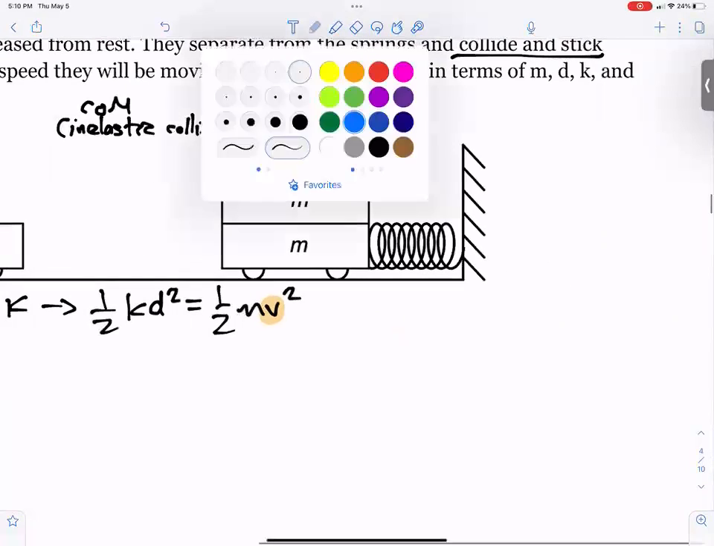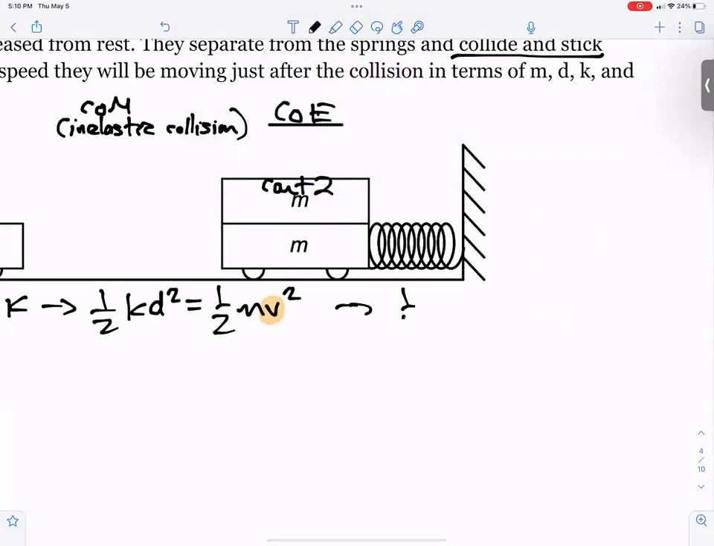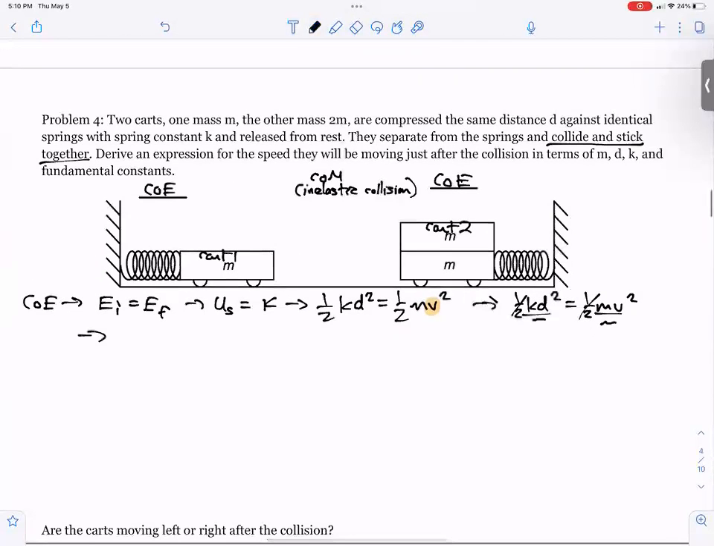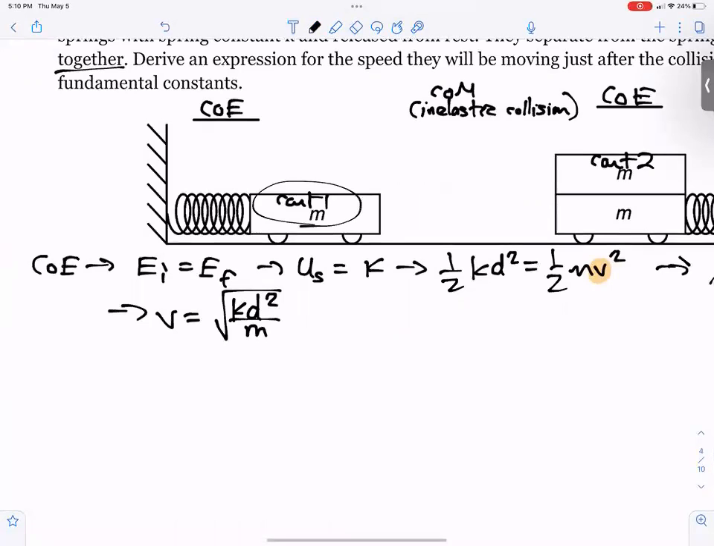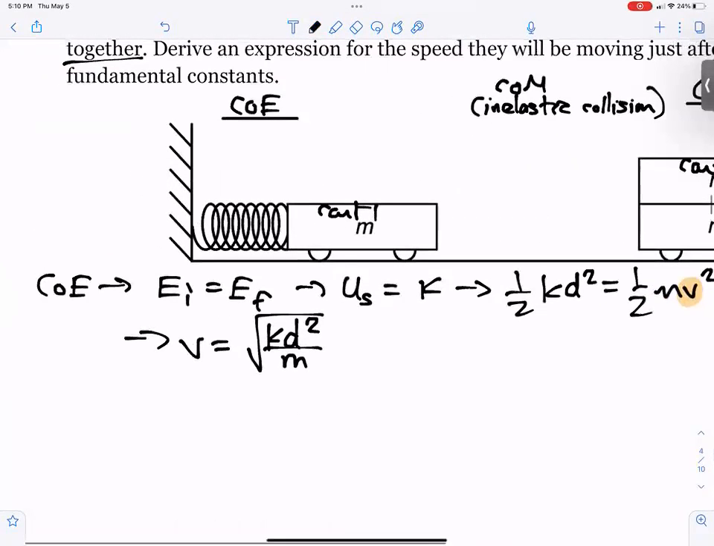So we're going to do that. I'm going to rewrite it real quickly. 1/2 kd squared equals 1/2 mv squared. We're going to multiply by 2, divide by mass, and then we'll end up square rooting. So v is equal to the square root of k times d squared over the mass. Now that would be cart 1. So this is conservation of energy, specifically cart 1.